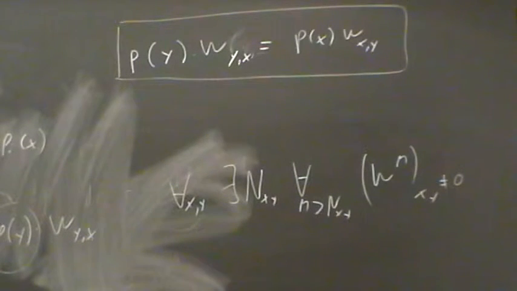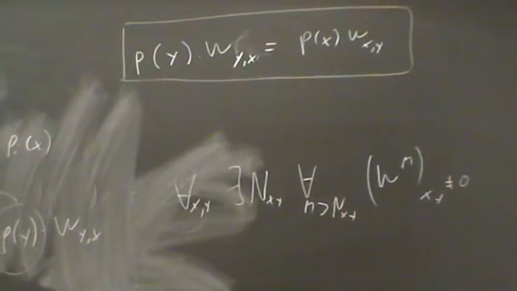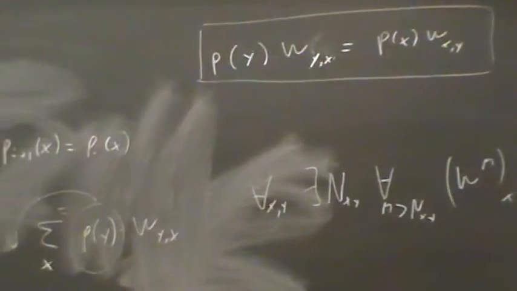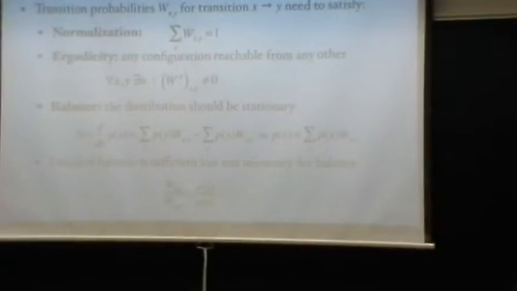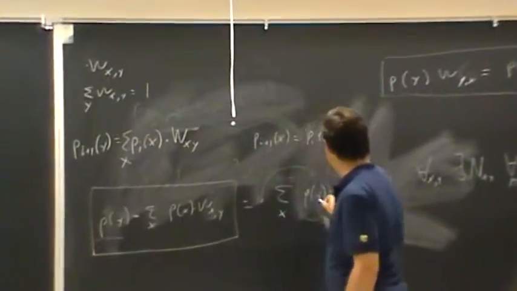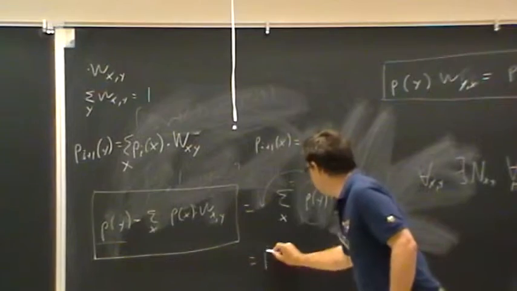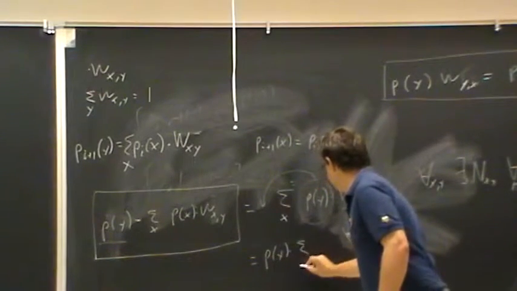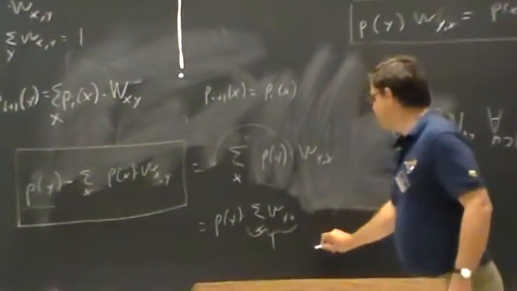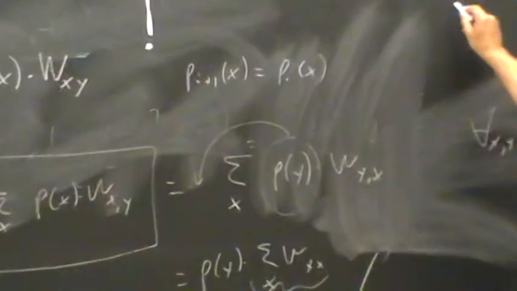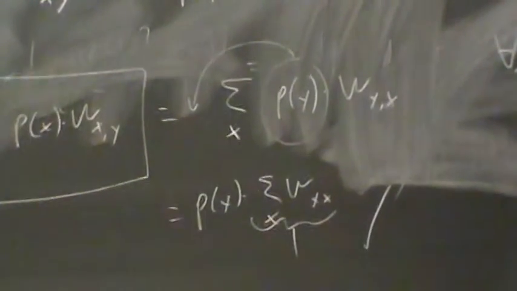So the strictness means there's a point at which at any step you might have reached that point y. But we are here now. Okay, here that's a constant, so here I have p of y times the sum over x of w of y comma x. This is 1. So with detailed balance, we automatically imply balance.